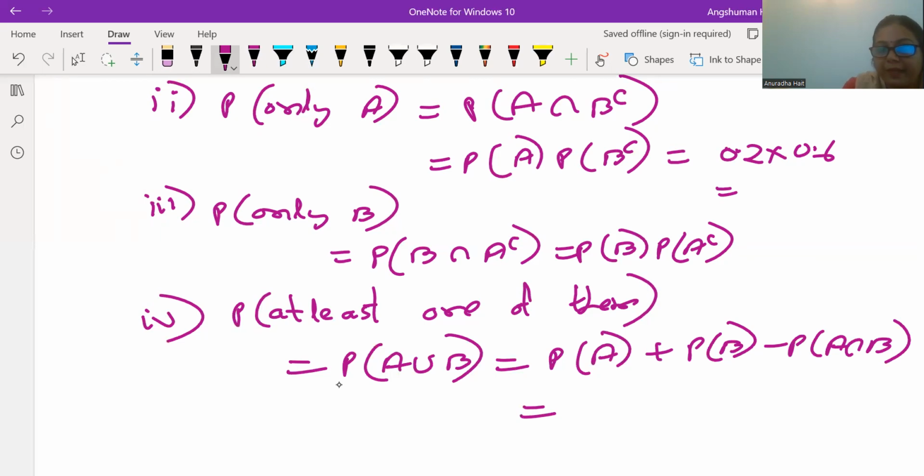So what is probability of A? 0.2. Let me just scroll up to see the value.